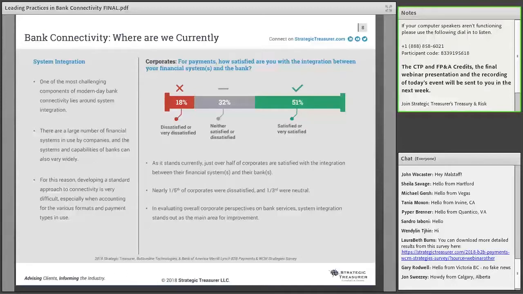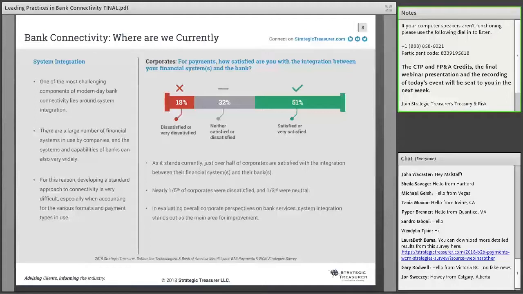So now looking at the data here, we asked corporates to indicate their level of satisfaction with the integration that they maintain between their financial system and their bank. And while just over half, 51% there, were satisfied, 1/3 were neutral, and 18% were dissatisfied. So looking at these figures, although the 18% dissatisfied might not seem like that large of a number, it does represent nearly 1 in 5 firms, and then there were another 1/3 that are not necessarily unhappy with their options, but we can assume that they experience enough problems so as not to be satisfied.